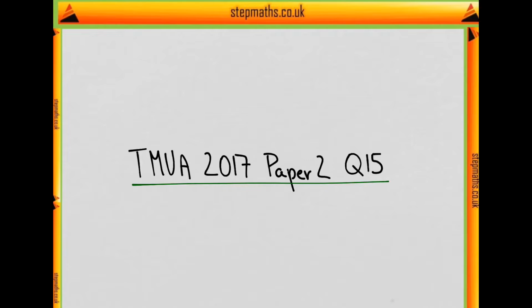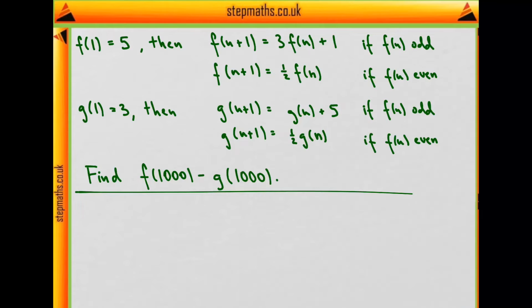In this video, we'll look at question 15 from the second paper of the 2017 exam. In this question, we have two different progressions. In terms of notation, they're actually written more like functions, because we have this f of something equals, but we can just think of this as the first element of the progression equals 5.